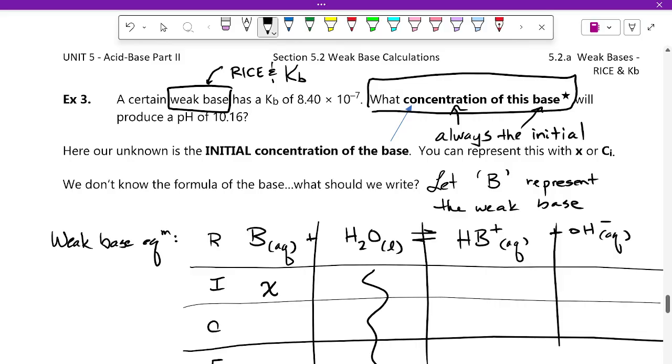Can we fill in the initial concentrations of HB and OH? Those are always 0, so let's just put those in. We can also always fill in that this is going to go down, this is going to go up, this is going to go up. Now you have to decide, are those changes known or are they unknown? They are known because we have a pH.